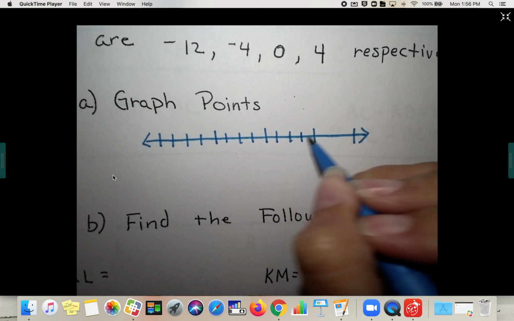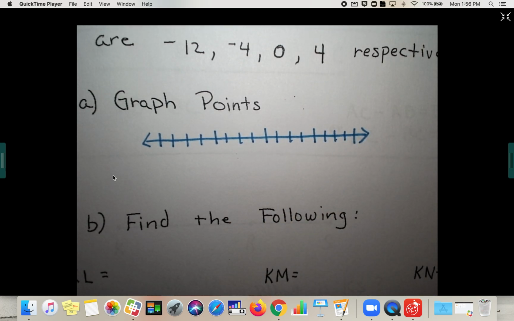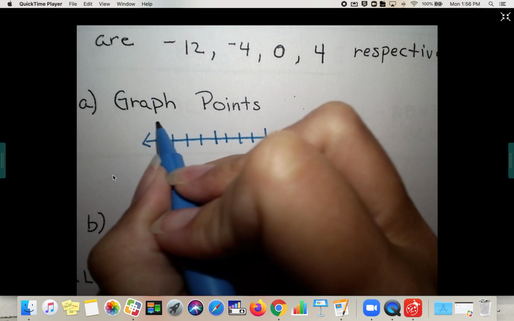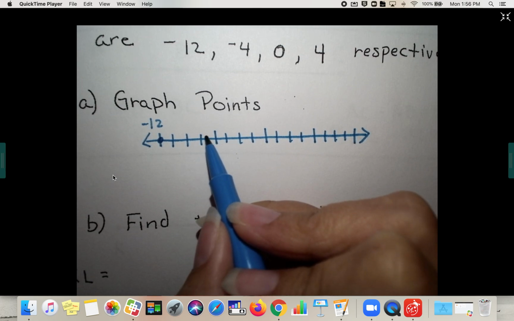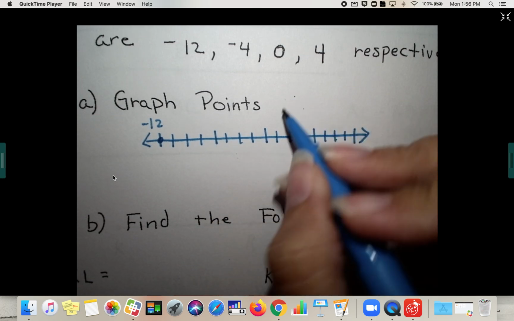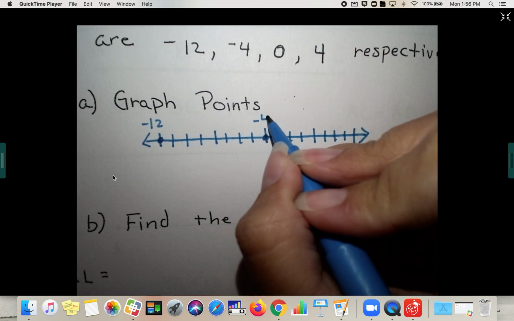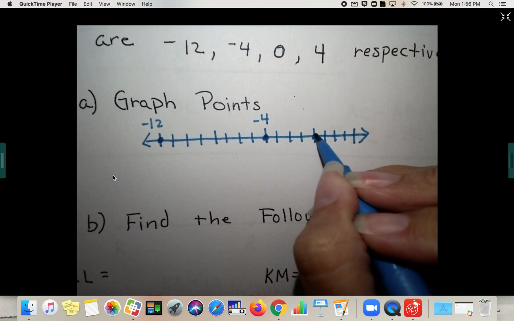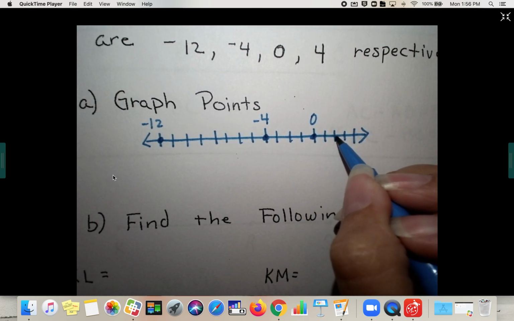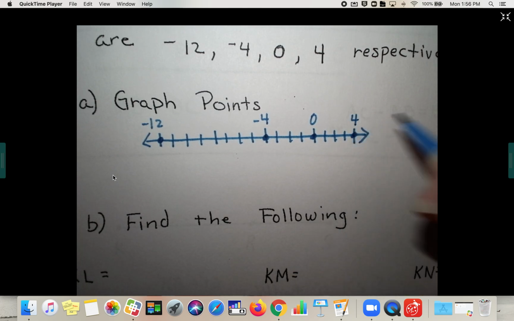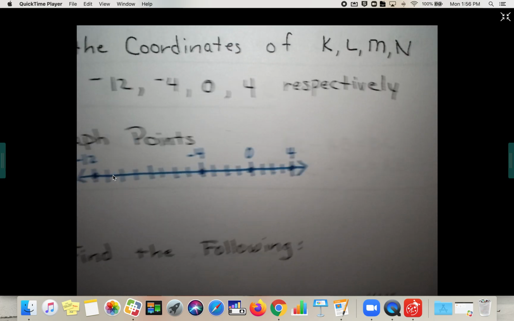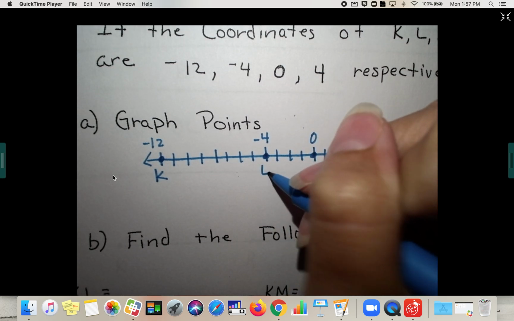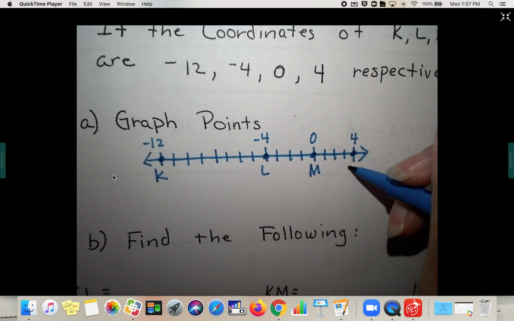It's okay if you don't space them out perfectly. It will be all right. I hope I did that right. Let's double check. So here's -12 on the number line. -11, -10, -9, -8, -7, -6, -5. -4 is right here. -3, -2, -1, 0 is right here. And then 1, 2, 3, 4 is right here. Okay, so graph those points on a number line. And then let's find the following. K, L, M, and N are what they are.